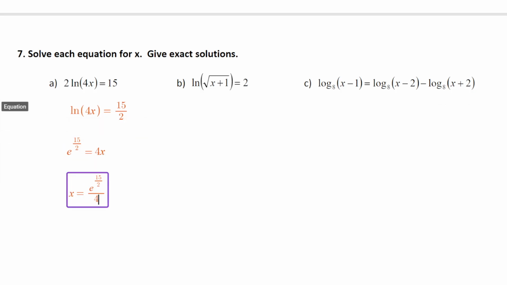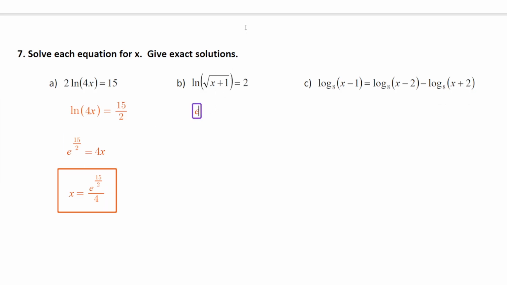And there you go. Again, kind of a weird looking answer here, but there's really not much we can do to simplify that. Letter B, we've got the natural log of root x plus 1 equals 2. This is already set up to where I've got a single logarithm isolated. So I'm just going to jump straight to the conversion here where I convert this into an exponential equation.